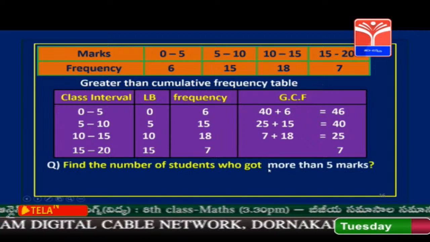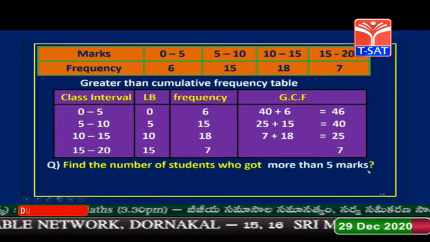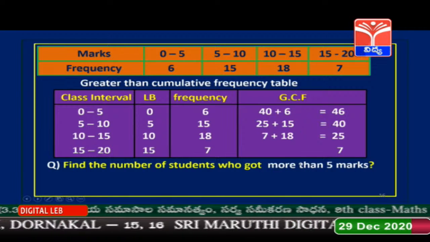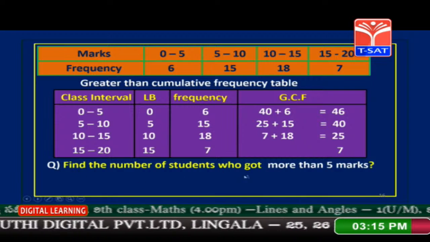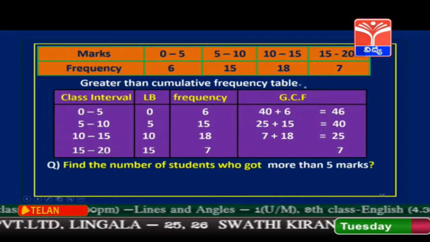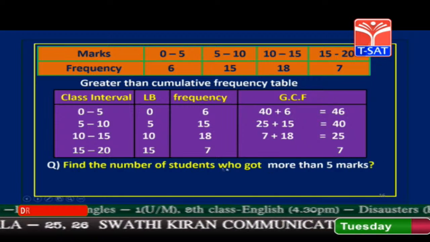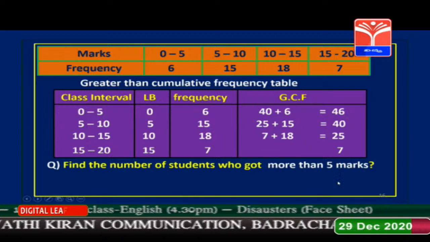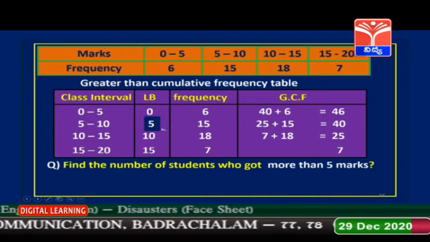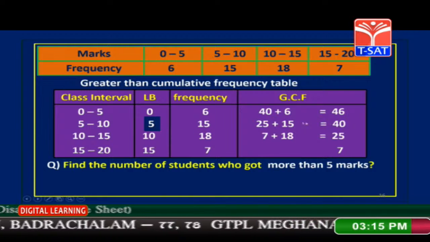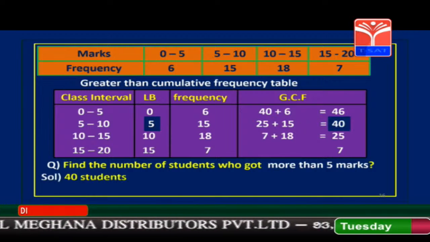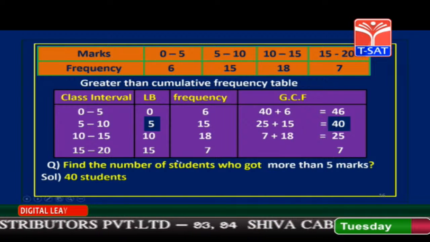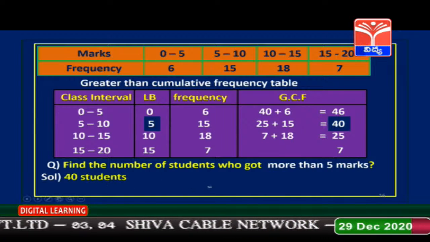Now can you find the number of students who got more than 5 marks? Children, if there is a question to find less than, we have to use LCF table. If there is a question to find more than, we have to use GCF table. Now find the number of students who got more than 5 marks. Children, where is 5 in lower boundary? Yes, here it is. And what is the corresponding GCF for this? Yes, it is 40. So now tell me how many students got more than 5 marks? Yes, 40 students got more than 5 marks.